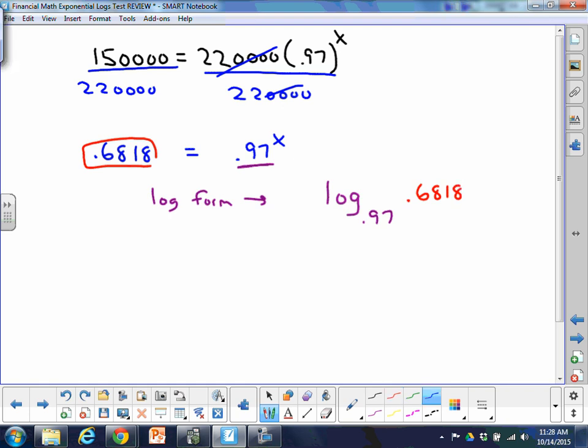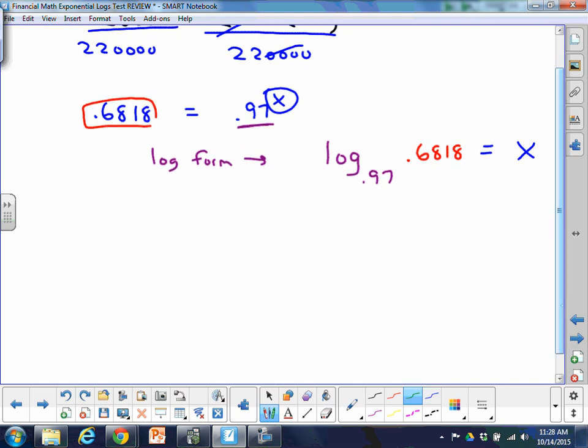And remember, logarithms always equal the exponent. Okay, so we will do that on our calculator. You can do it two ways. You can either go log base, or you can do it as the division problem. Log of the 0.6818. This is that old change of base formula we talked about. It's the log of this guy over the log of the base.